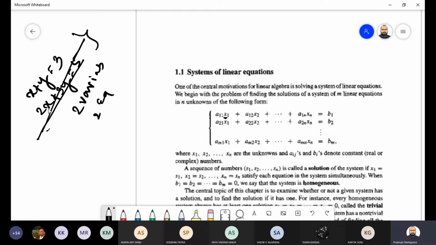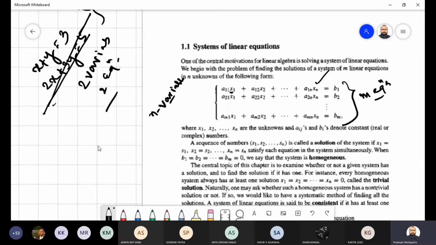Similarly, this is the general format. How many variables are there? n variables are there. And how many equations are there? You have m equations. m equations, and n variables.